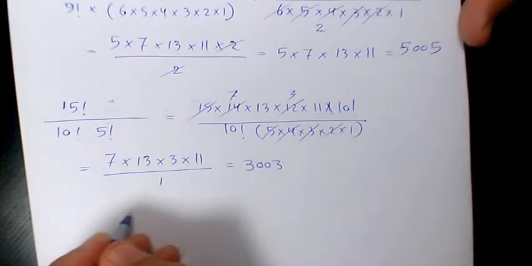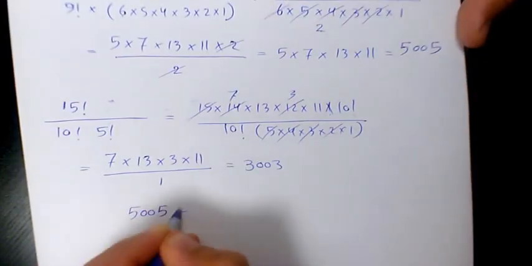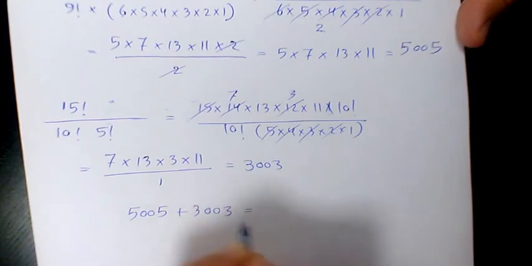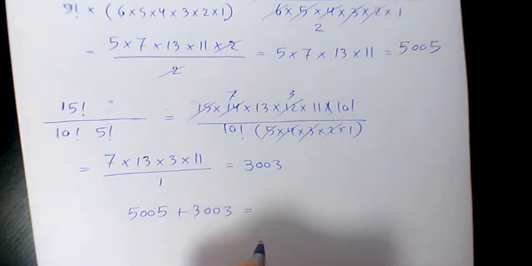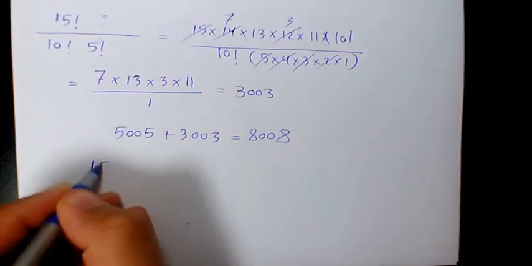So that's going to be 5005 plus 3003. It's going to give me 8008. Now let's do 15!